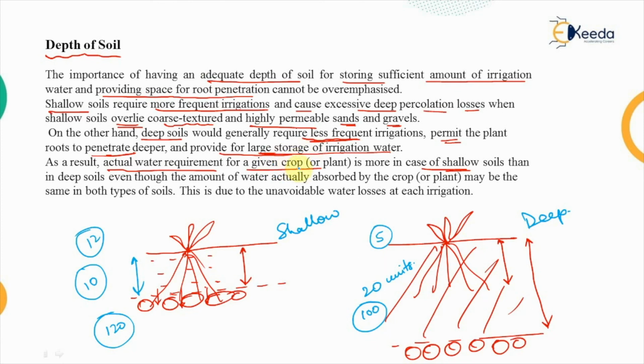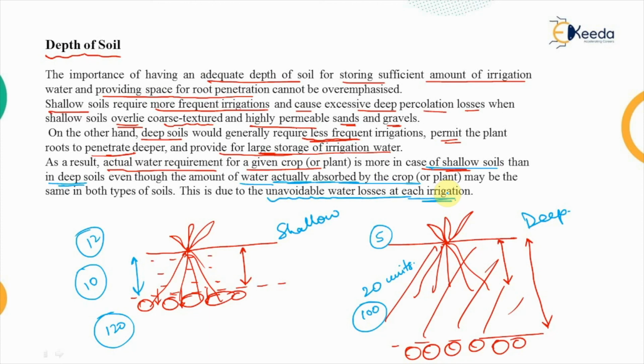So the actual water requirement in shallow soils is more than what is required in deep soils, even though the amount of water actually absorbed by the crop is the same, because the crop is the same. That means the water used by the plant is the same in both cases, but the difference is because of the unavoidable water losses at each irrigation. So that is the difference between the types of soil or the required depth of the soil.